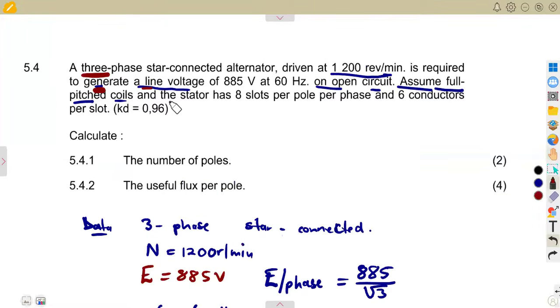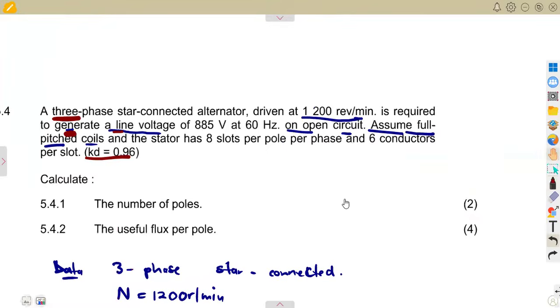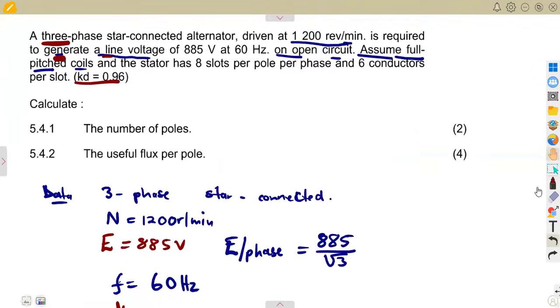Then let us just take KD, which is the distribution factor. We are given our distribution factor as 0.96. So this one is given 0.96. All right. Then, like I said, you need to understand the given condition there. They are saying, please be very careful. Be very, very careful. They are saying the stator has 8 slots per pole, per phase.